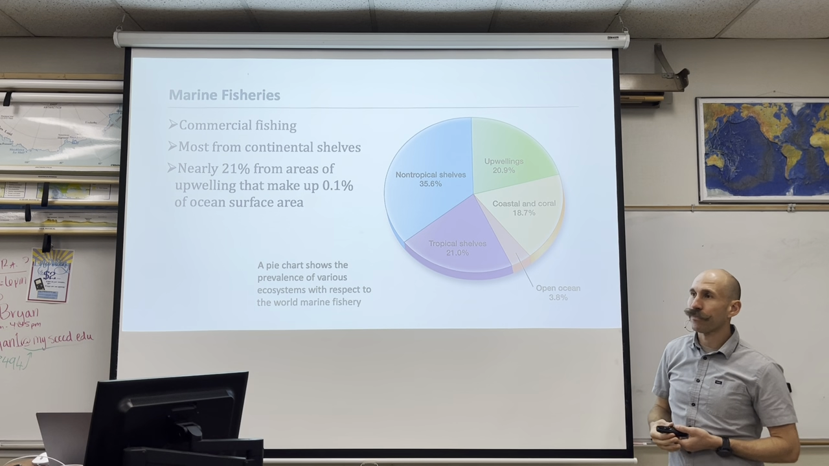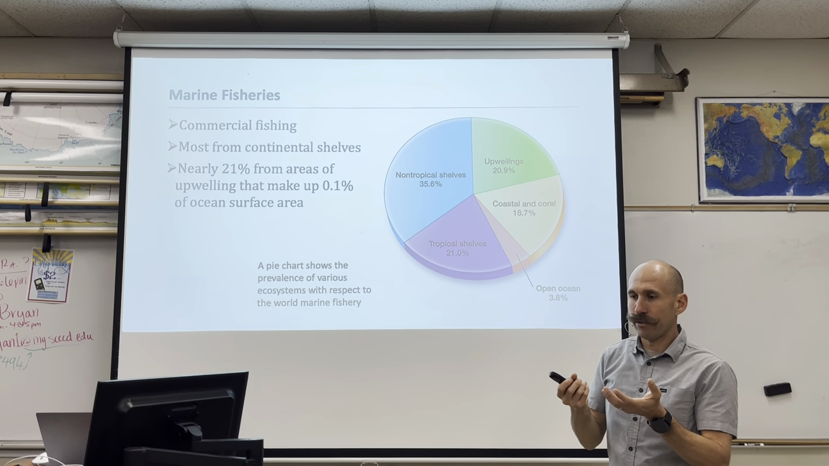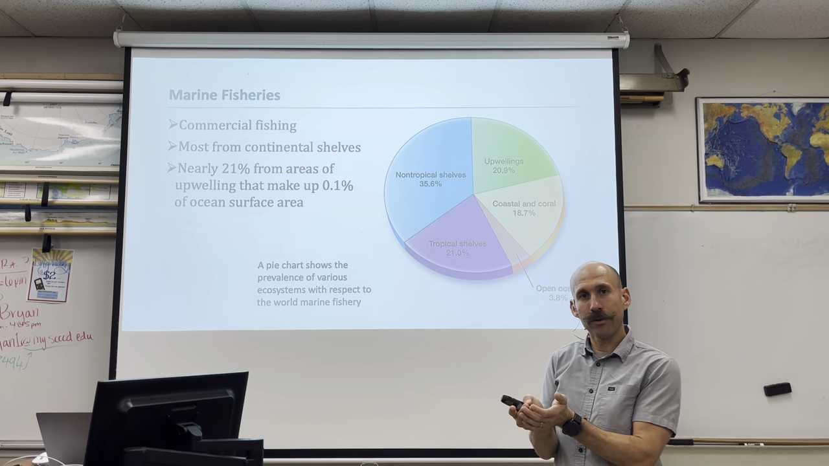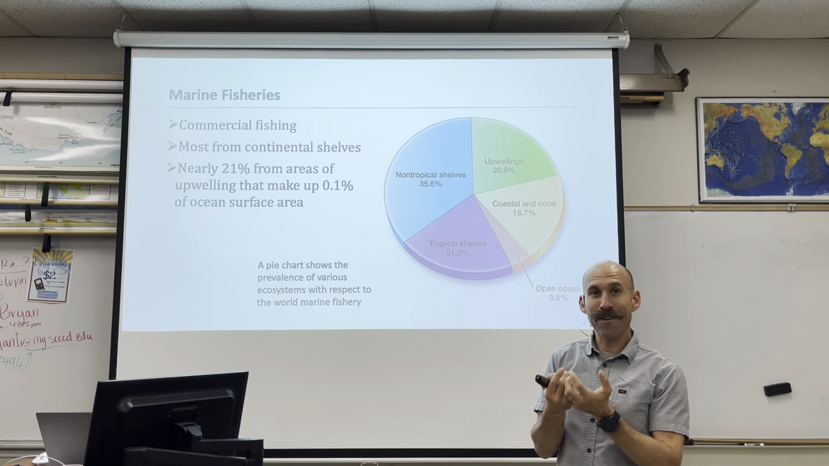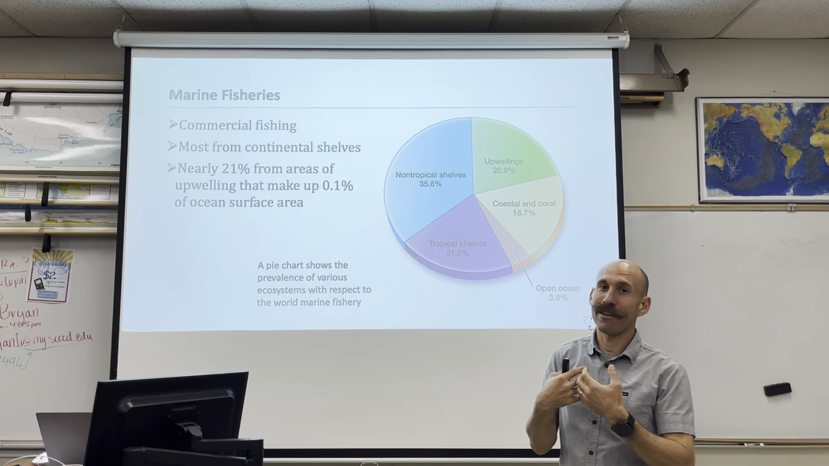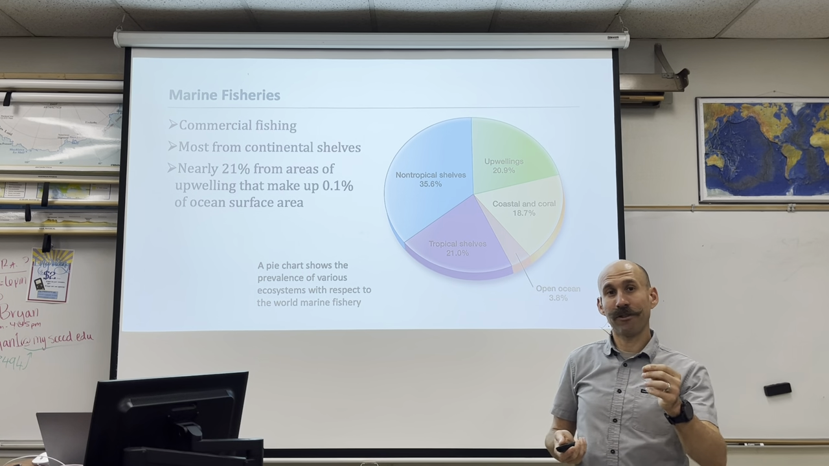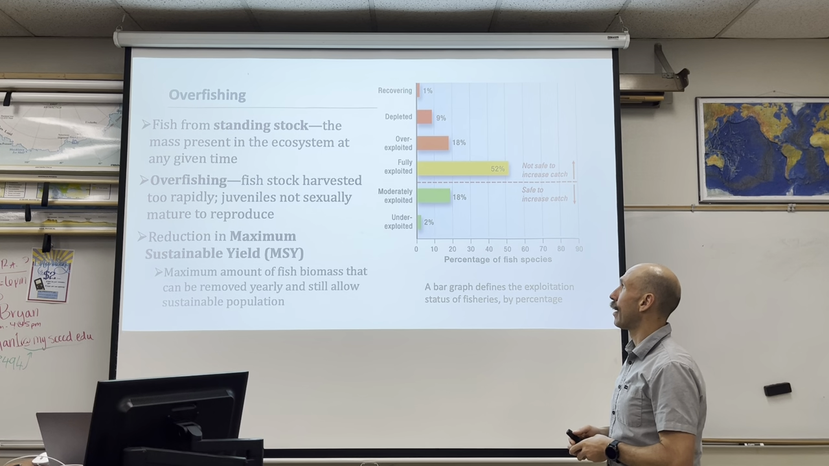But for the most part, primary productivity happens along coasts. Biodiversity happens along coasts. Fish live along coasts, and marine fisheries and commercial fishing also occurs on coasts.